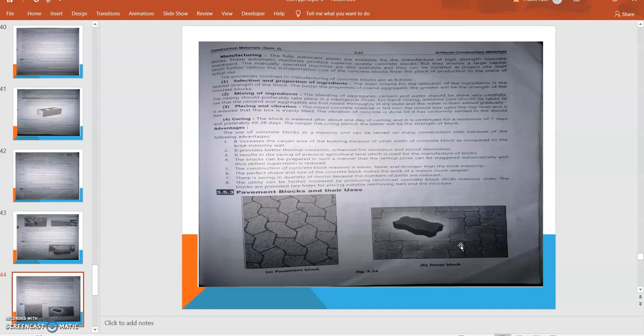Then pavement blocks. These are the paver blocks which are generally placed in parking lots, then in railway junctions where the parking areas are allotted. So there is a lot of wear and tear and heavy load over the roadways or over the ground surfaces. That's why paver blocks are adopted, which transfer the load evenly over the ground surface and carry the heavy loads also and provide better friction.